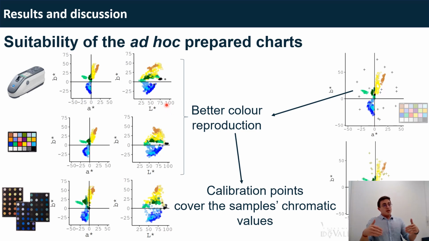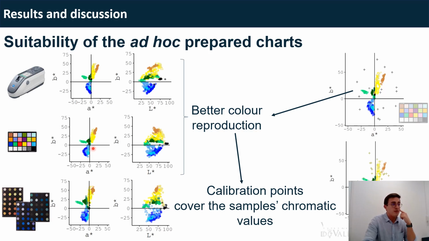Here, what we are addressing is how good these ad hoc samples, these ad hoc charts, are when compared to the commercial one. To answer that question, we are representing here the plots as obtained by the colorimeter. These are the samples that we measured. These are the reproduced values as obtained by the commercial color chart, and these are the distributions of the samples as obtained by the tailored, the specific ones we created.